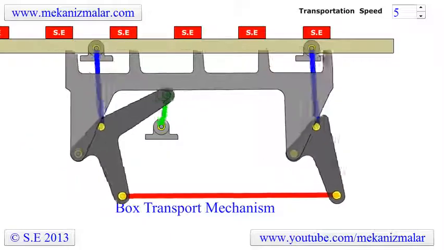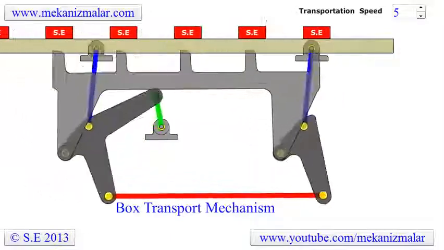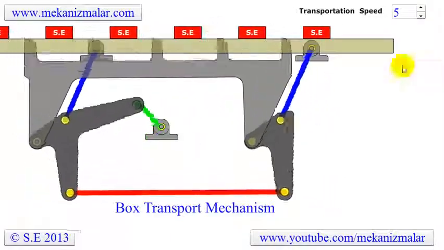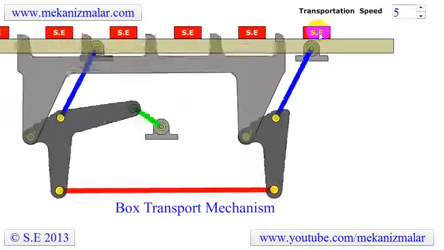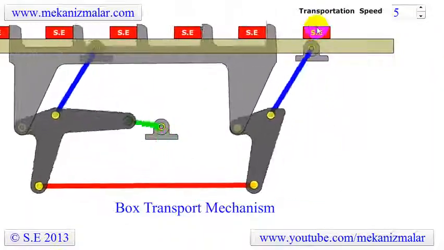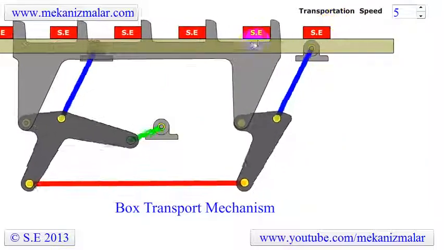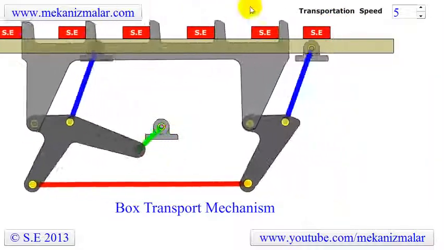Here is an animation of a box transfer mechanism. The boxes are constantly fed to the assembly system by a conveyor system shown here. Transport mechanism transfers the boxes to new position for assembly purposes.